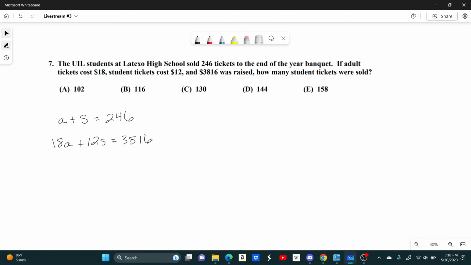So just solve the system of equations, which I am doing right now. 18a plus 12s equals 3,816. How many student tickets were sold? Yep, you get 102 student tickets. Nice, moving on.